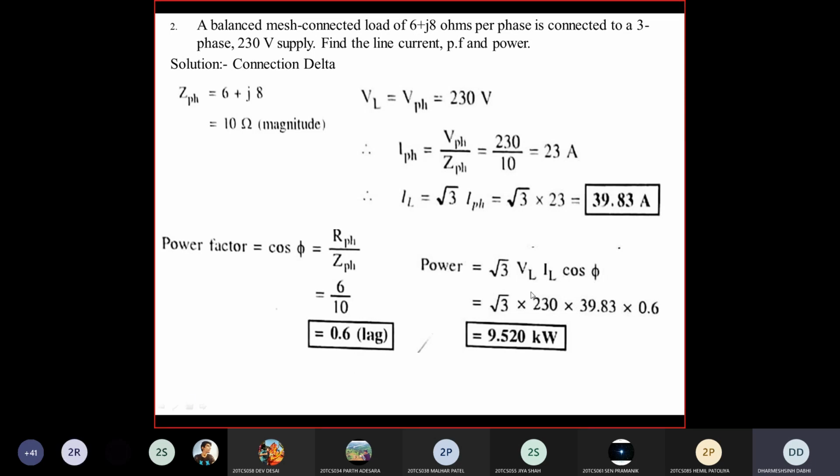And power is √3 VL IL cos phi. So you get the answer 9.52 kilowatt, or 9520 watt. See, line voltage is same as our phase voltage. This given 230, line current is √3 times phase current. You calculated 39.83, power factor 0.6. So it is 9.520 kilowatt.